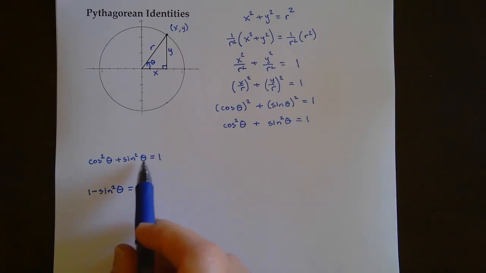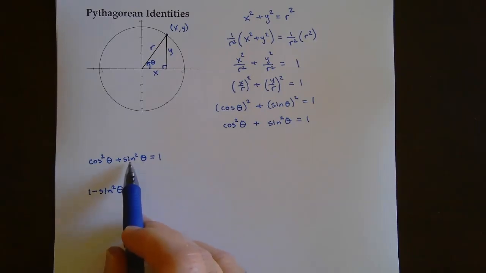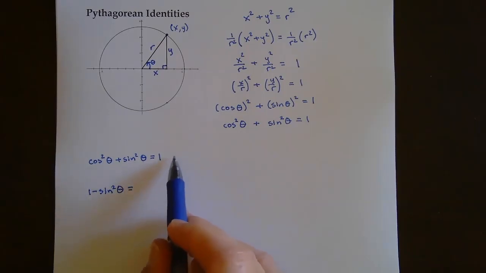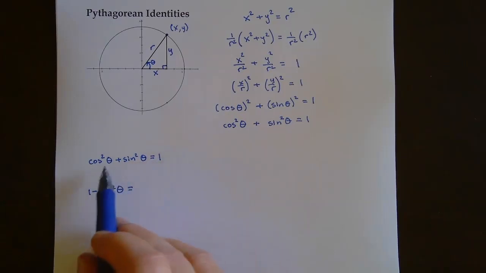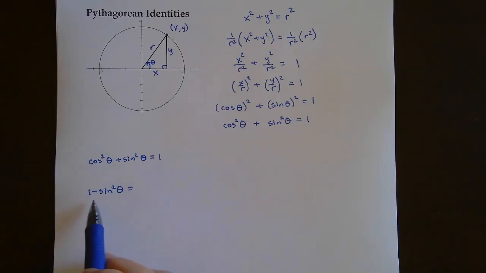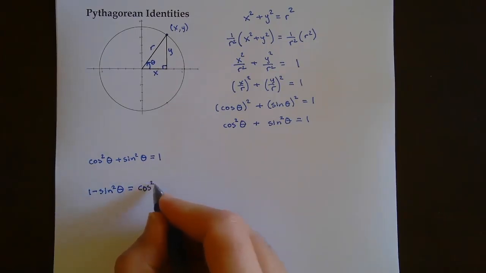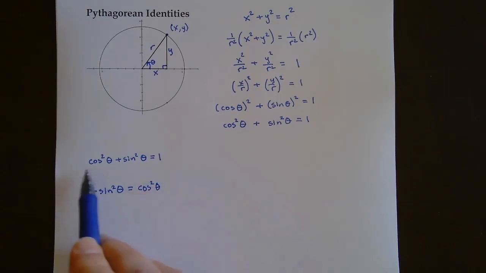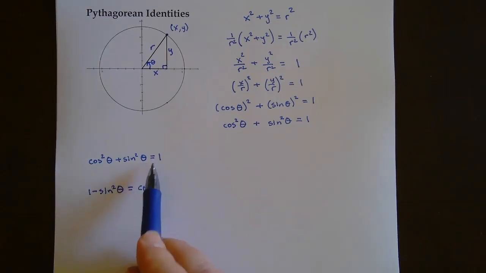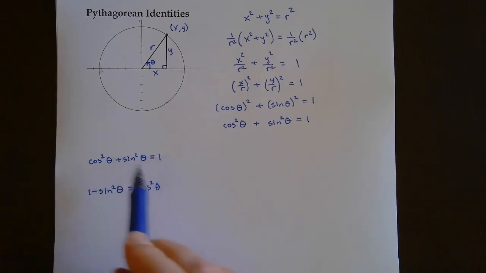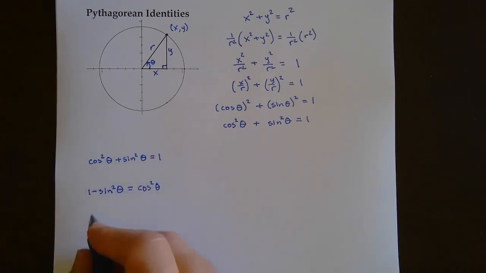So how do we go from here to here? Well, we'd have to move the sine squared theta over to this side. And then this right-hand side would be 1 minus sine squared theta, and this side would be cosine squared theta. So this must equal cosine squared theta. So we need to know this one, but we also have to realize that if we move stuff around on this mentally, we can get other variations of this.